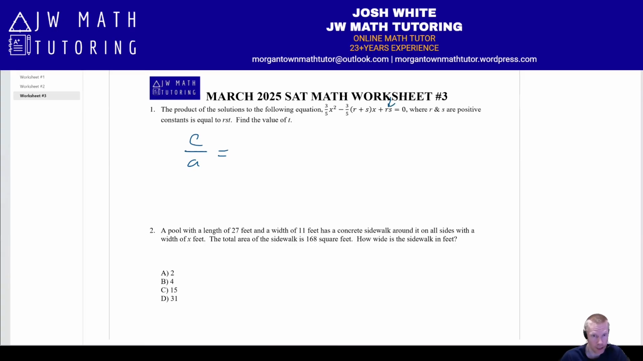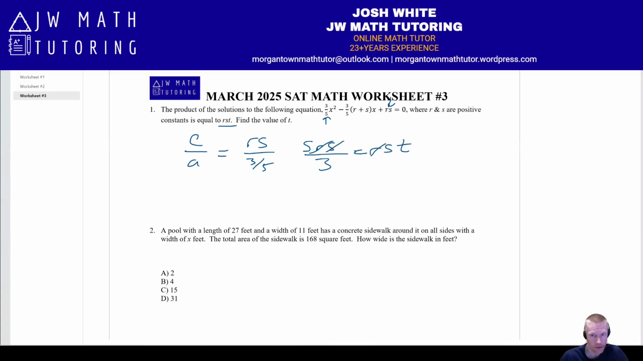just the number term right here. And this is the a term, the number in front of the x squared term. So c over a is just rs over 3/5. And that is then equal to rst. Now, first thing I'm going to do is change this and move the 5 on top. So we have 5rs and then put the 3 on the bottom. And then again, you just set this equal to rst.